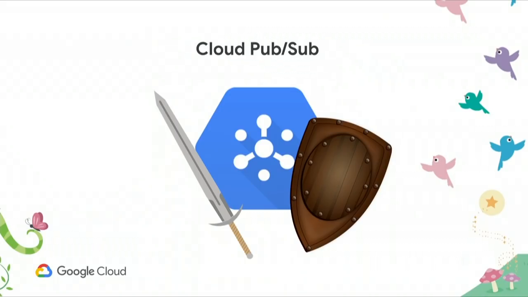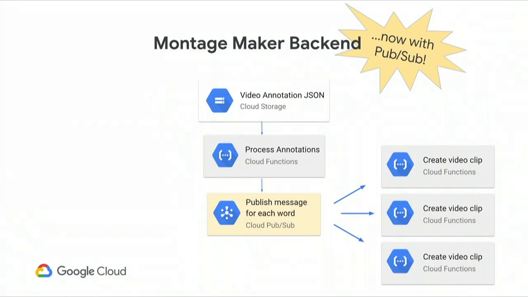PubSub. Yes, PubSub. PubSub is the hero we needed. PubSub is built for scalability. It's highly available. It's global. It's awesome. So we stuck it right here. We had every single function, every single word spin up a PubSub message to be handled by another function.